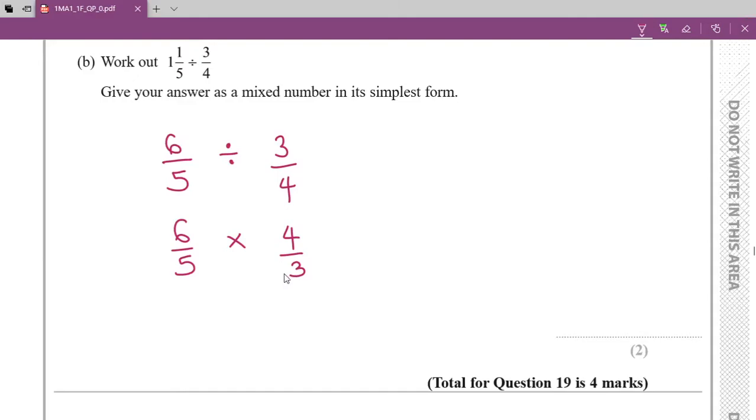Okay, so here we're going to see what numbers can cancel out. I can see that 3 can cancel out one time here and cancel into 6 two times. So I have 2 times 4, that's 8 over 5. And because the question says I should leave my answer as a mixed number in the simplest form, this is definitely going to be 1 and 3/5. So I come down here and write down my answer, 1 and 3/5.